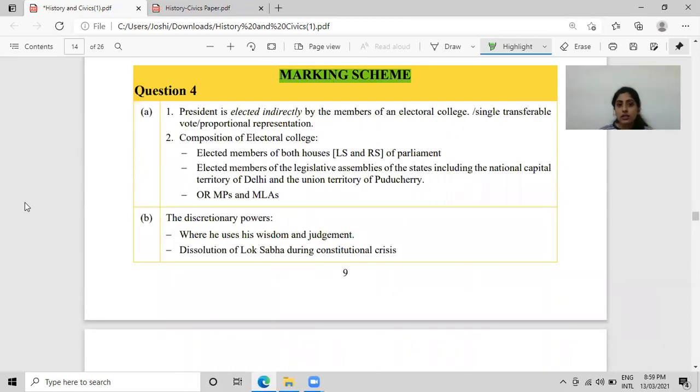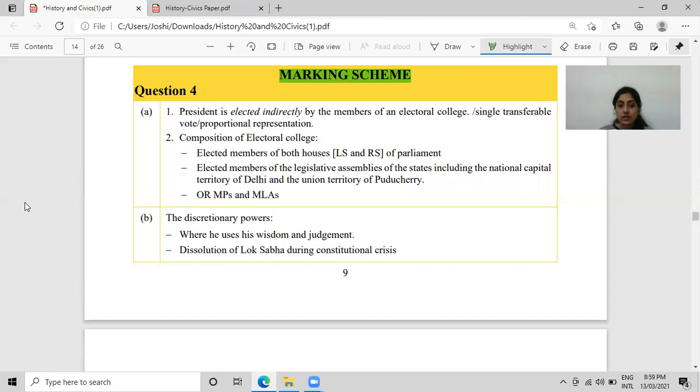So as per the marking scheme, question number A had 2 questions. How is the President elected? So first we are going to answer this part. The President is elected indirectly by the members of an electoral college by single transferable vote or proportional representation. Now we'll answer part 2 of this question. What is the composition of the electoral college? What is the electoral college all about?